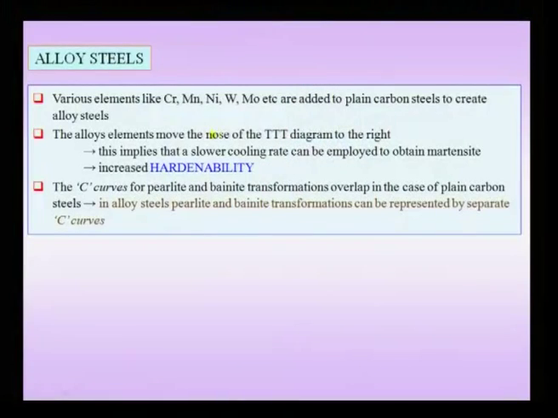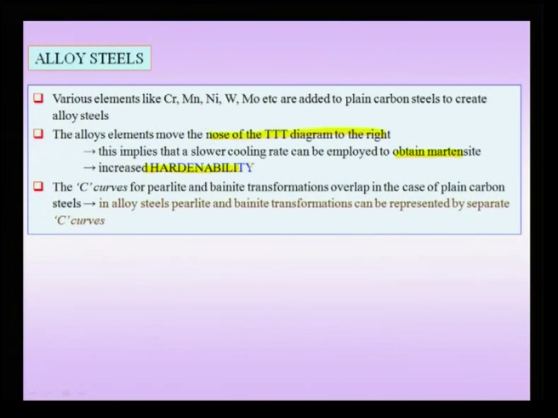So, we have seen that if you look at the TTT diagram for plain carbon steel, the nose of the curve is very close to the origin, that means it is of the order of seconds, and we would like to add alloying elements for various reasons, and one of the reasons is to move the nose of the TTT diagram to the right, so that we can employ a less severe quench to obtain full martensite.